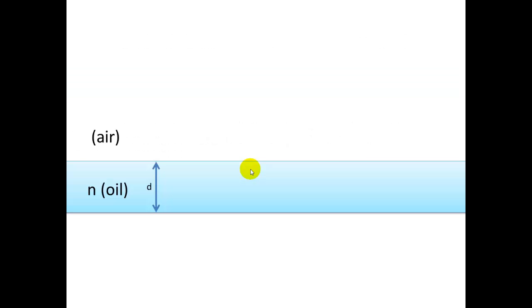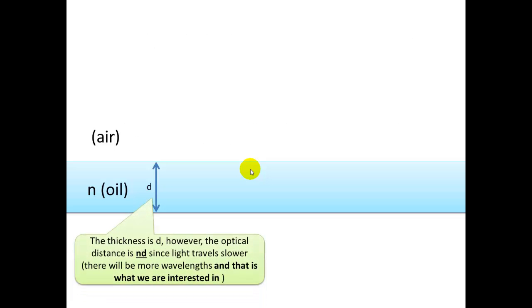Now let's look at this again and see if we can come up with the maths that goes with this. So we have this oil which has a thickness d. However, when the light goes into oil, it refracts. It goes slower, which means the wavelength is reduced. So we have what's basically an optical distance which is actually greater than d by a factor of n. So since it goes slower in oil, we're interested in the distance nd, not d, because we're interested in the number of wavelengths.